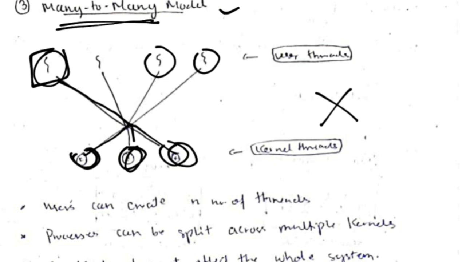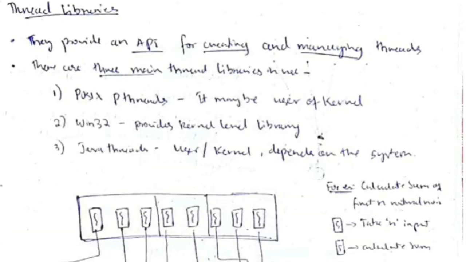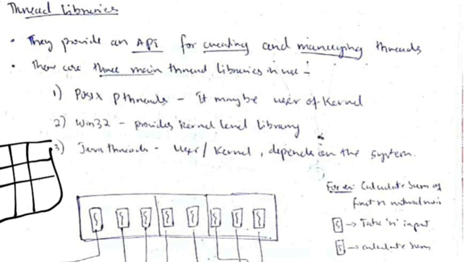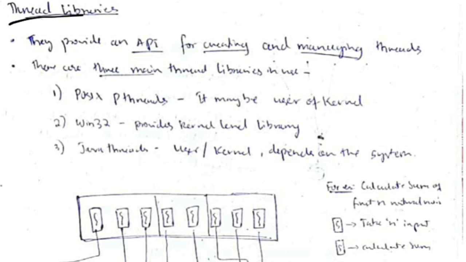Okay. Thread libraries are nothing but, what's a library? A library will have many types of books organized in an order, right? Like fiction books and scientific books and story books, all will be placed in a separate block, right? So that's what the thing is in thread libraries. Separate blocks will be made in the thread libraries which will have similar types of threads. Okay, so they provide an API for creating and managing threads. There are 3 main thread libraries in use.